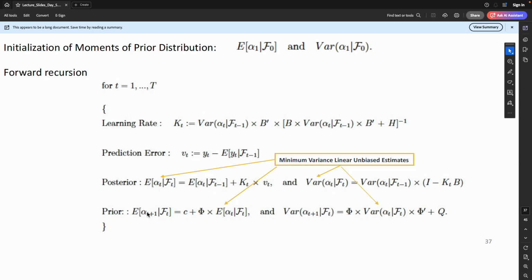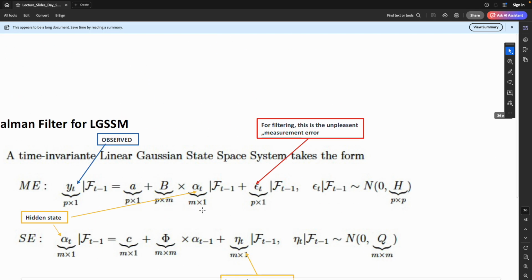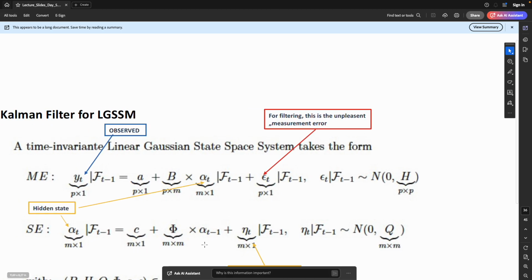Where do you think is the latent state next period? And therefore you go back to the state equation. The state equation says it travels according to this. So the expectation of this is c plus phi, the expectation.